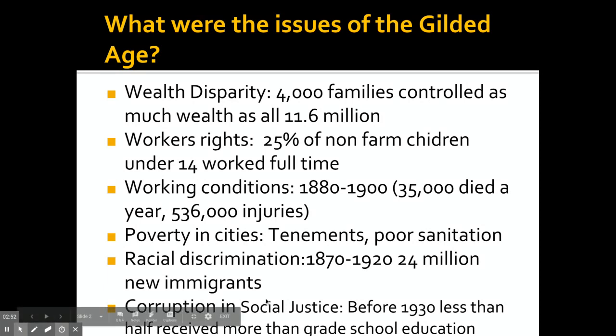Lastly, it's kind of covered up here, it'll go away in a second, but corruption and social justice. Before 1930, less than half of the American population received more than a grade school education. This is an idea that perhaps because more than half of the population did not have a lot of wealth, they didn't have a lot of opportunity to advance their station in life through education.